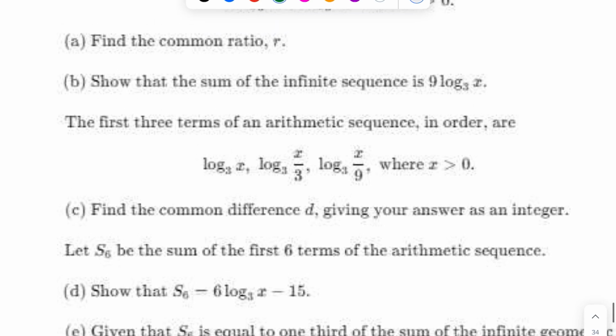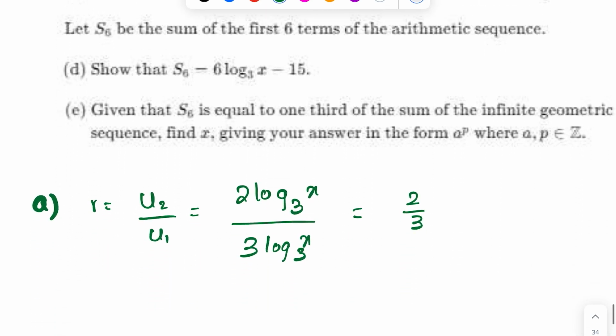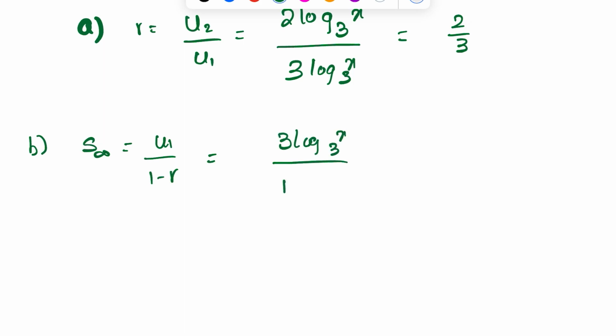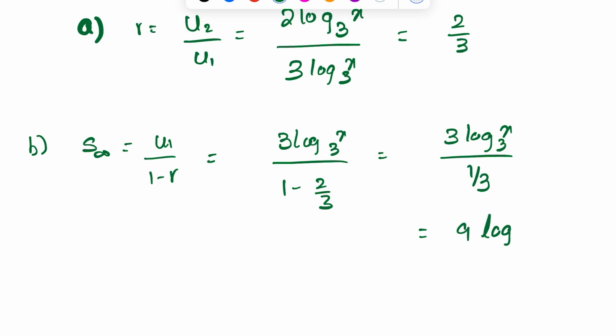Now show that the sum of the infinite sequence is 9 log x to the base 3. So for part B, sum to infinity is nothing but u1 upon 1 minus r. What is u1? 3 log x to the base 3 divided by 1 minus 2 upon 3. 1 minus 2 upon 3 is 1 upon 3. So what does that become? 9 log x to the base 3.